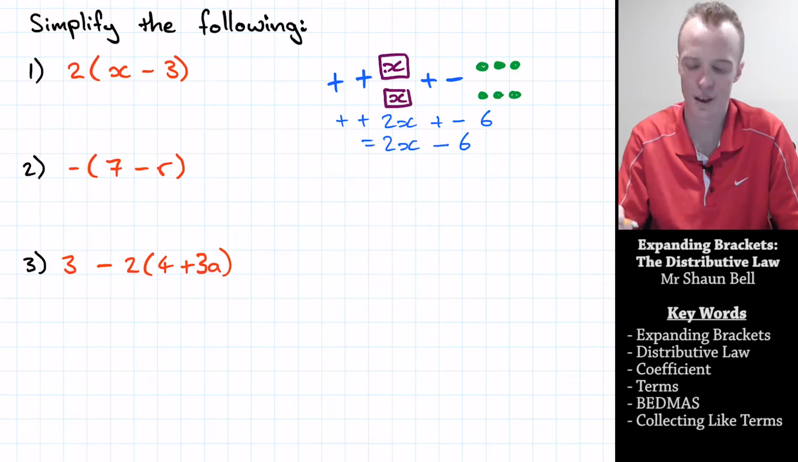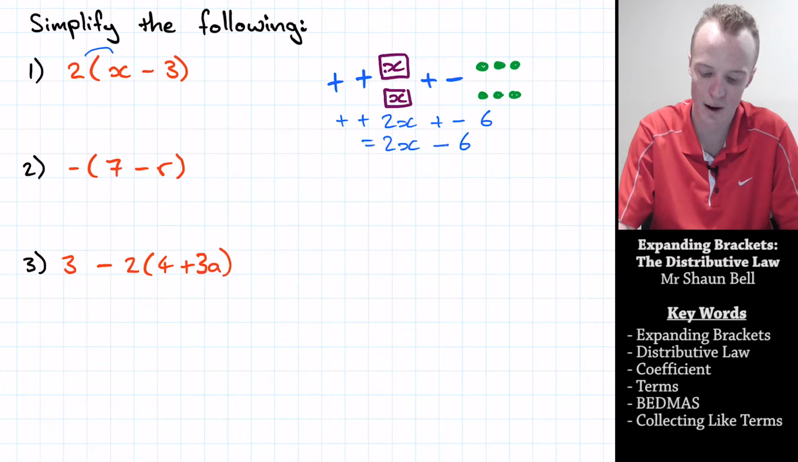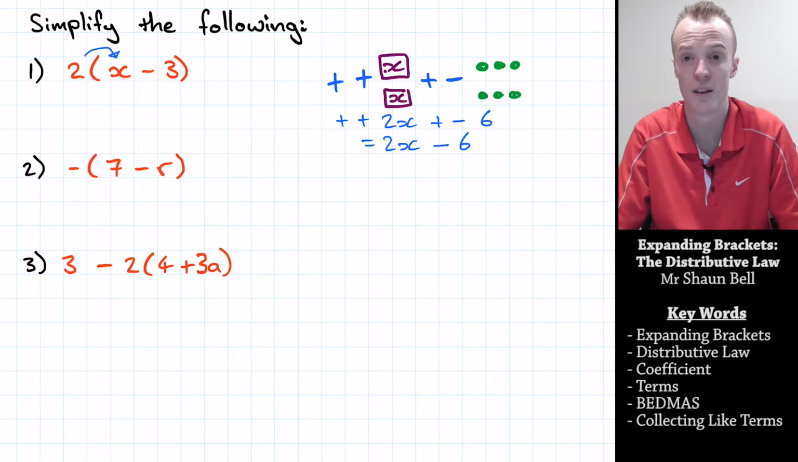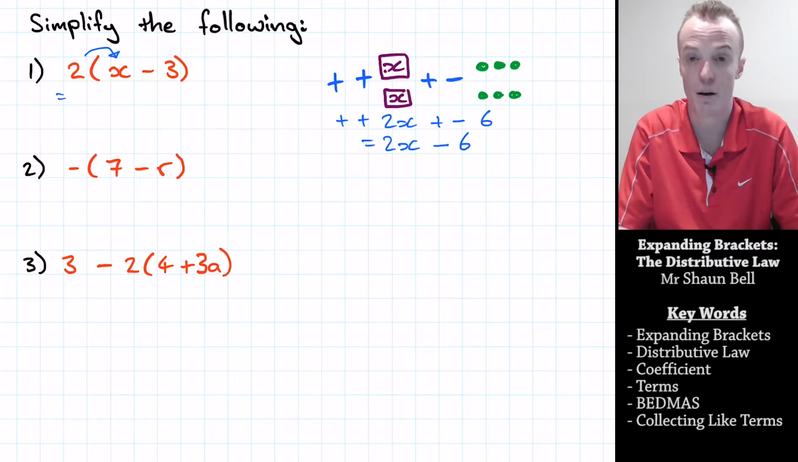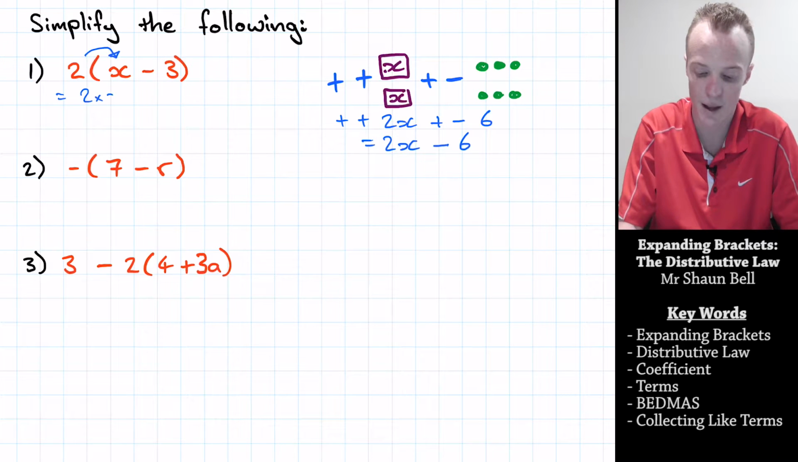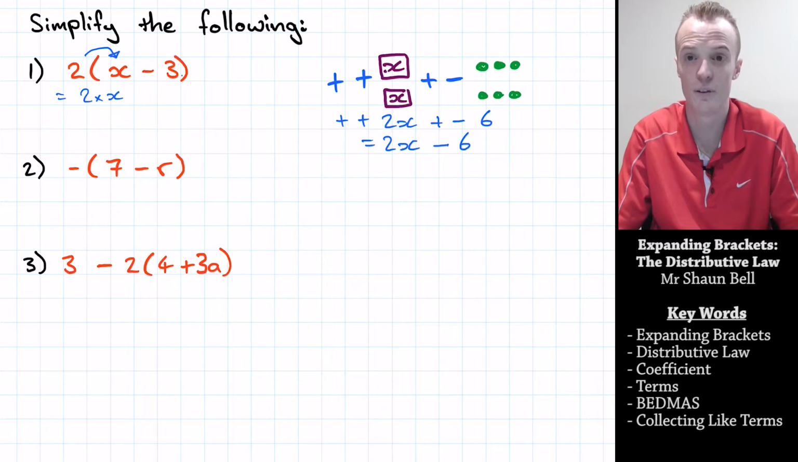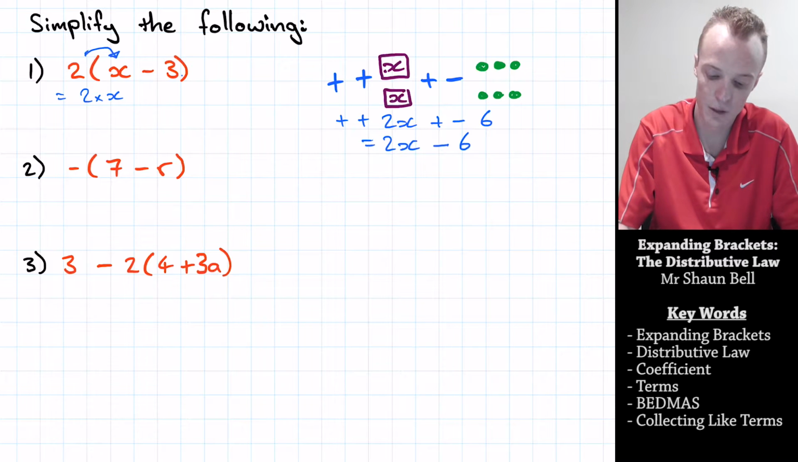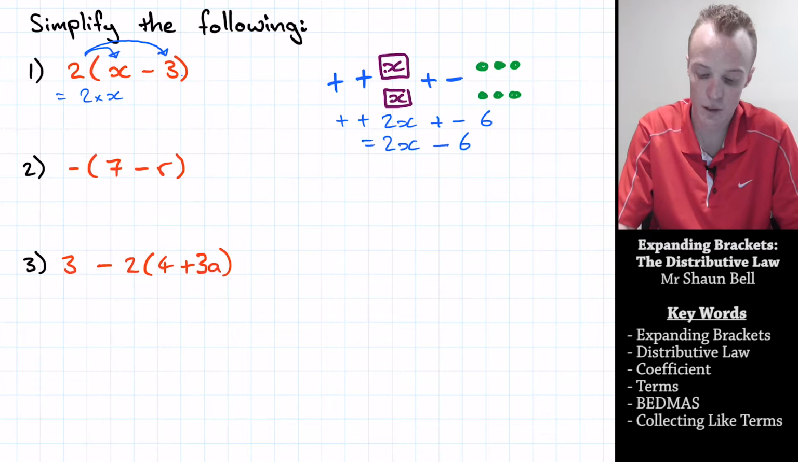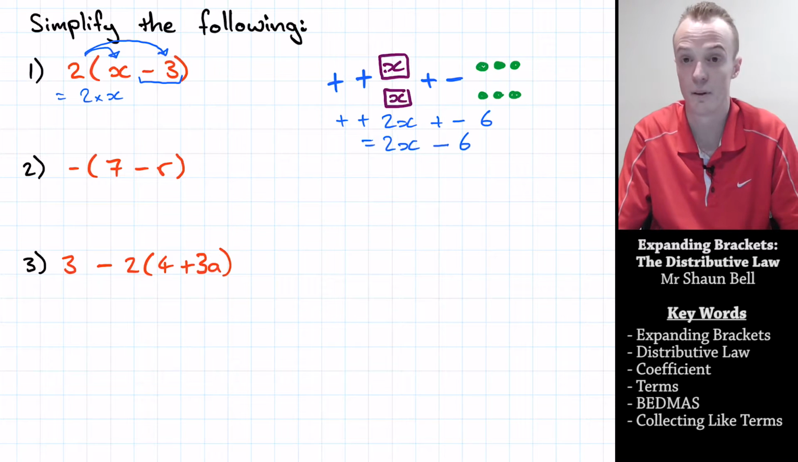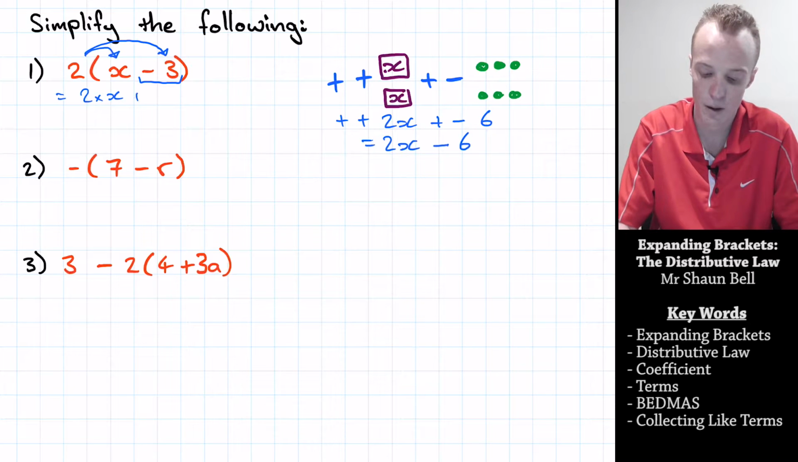The distributive law says I need to multiply the coefficient of the brackets with every single term inside the brackets. So I've got a positive 2 here, multiplied by x, or 2 times x. And then we take the coefficient of the brackets again, the positive 2, and we multiply it to the second term of it. So we're going to take positive 2 multiplied by negative 3. Be very careful, the negative belongs to that term. So we've got positive 2 times negative 3.